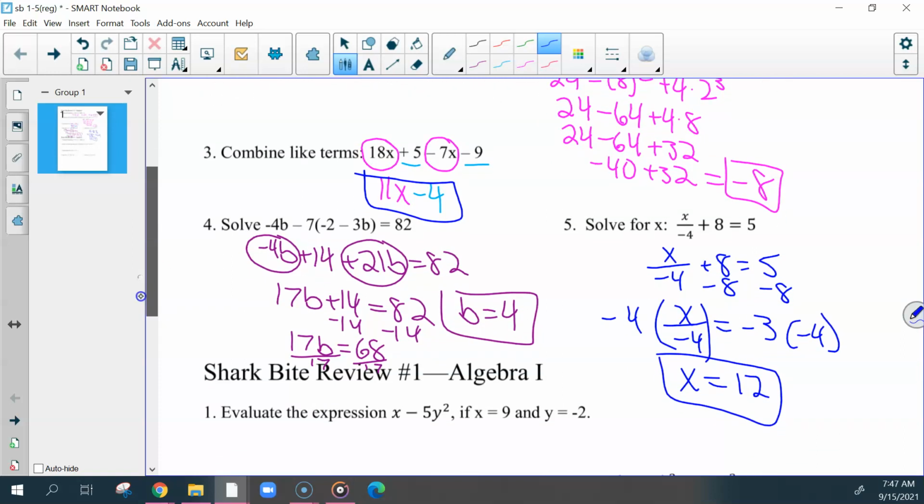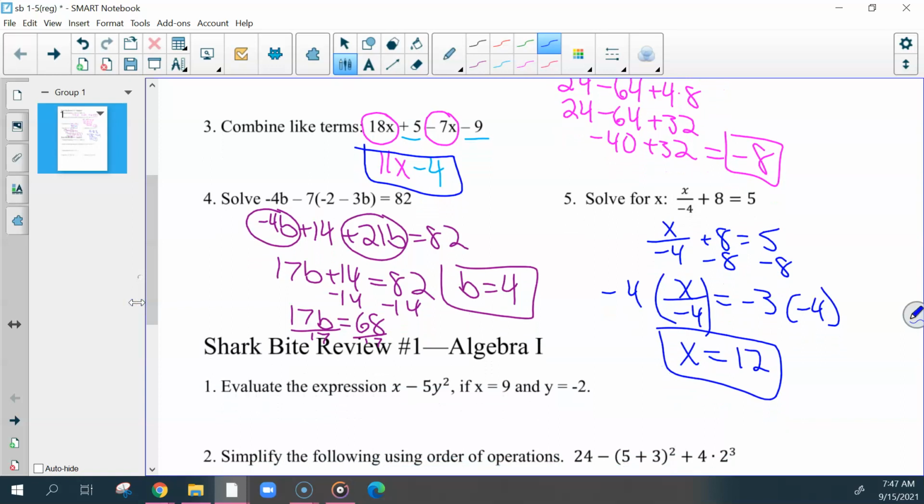Four and 5, you need to actually solve for the variable. So 4 was 4, b equals 4. And 5, I got 12. Get anything different for those two? You have questions on any of these?